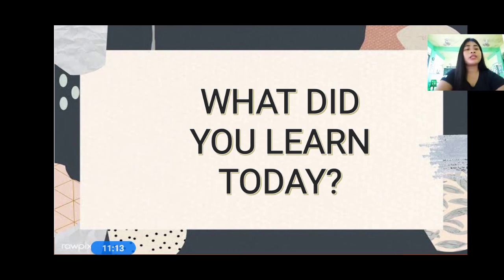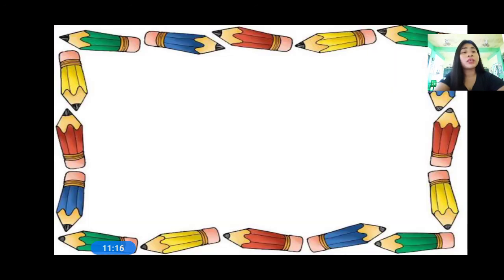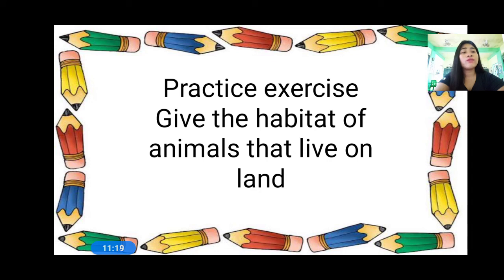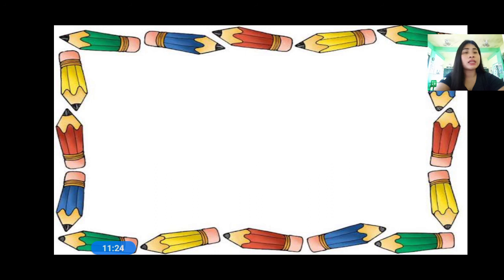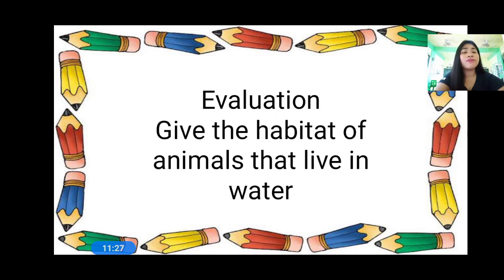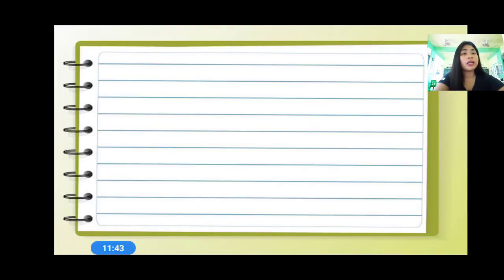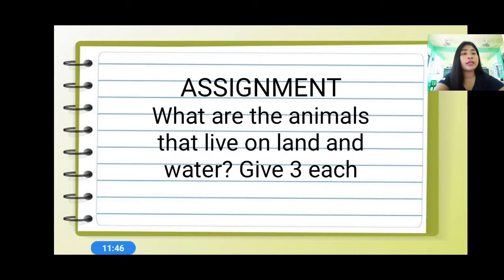So if you really did understand the lesson, then let us proceed to your practice exercise wherein you're going to give the habitat of animals that live on land. That is your practice exercise, and here is your evaluation. Give the habitat of animals that live in water. Okay? So that is your practice exercise and your evaluation. So don't forget to answer them because I'm going to check it. Do you understand? Okay, and here is your assignment. What are the animals that live on land and water? Give 3 animals each. Now, don't forget to do your assignment.